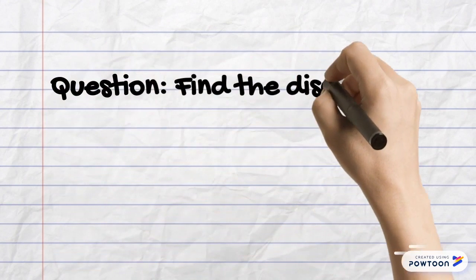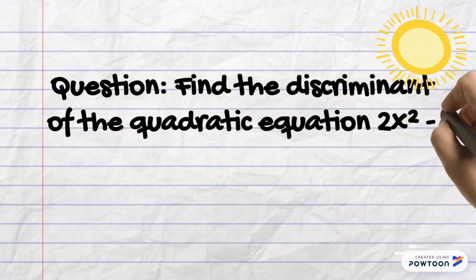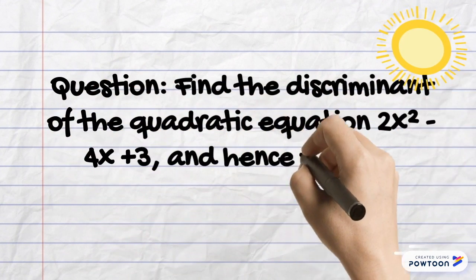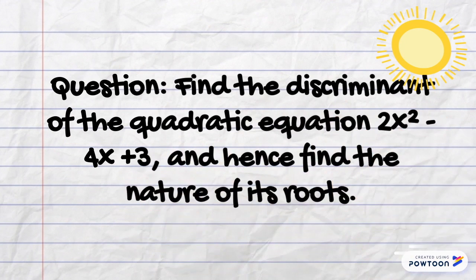So the first equation is to find the discriminant of the quadratic equation 2x squared minus 4x plus 3, and hence find the nature of its roots.